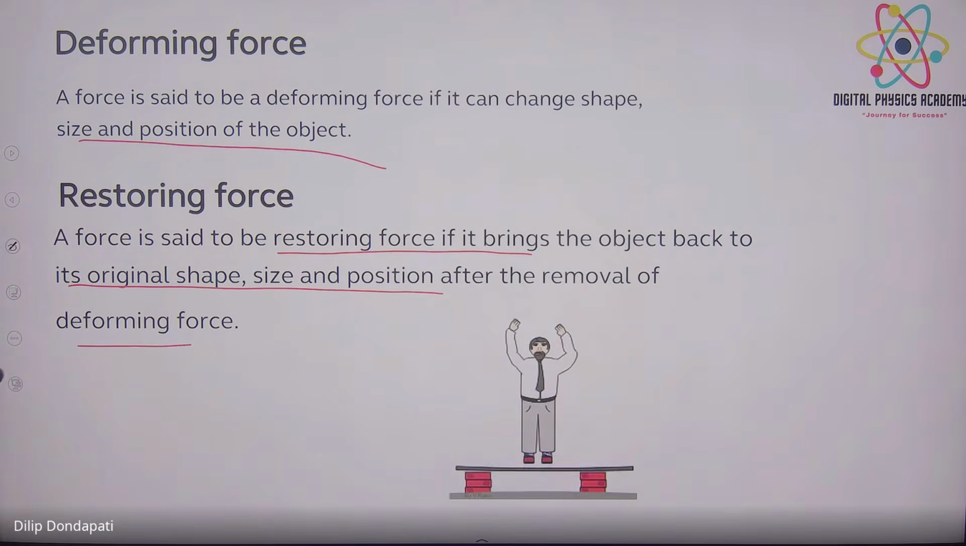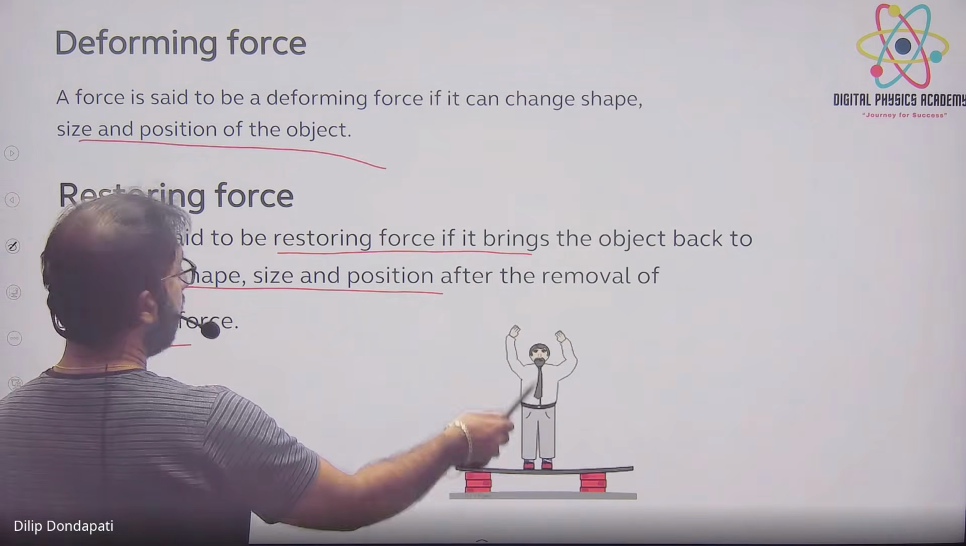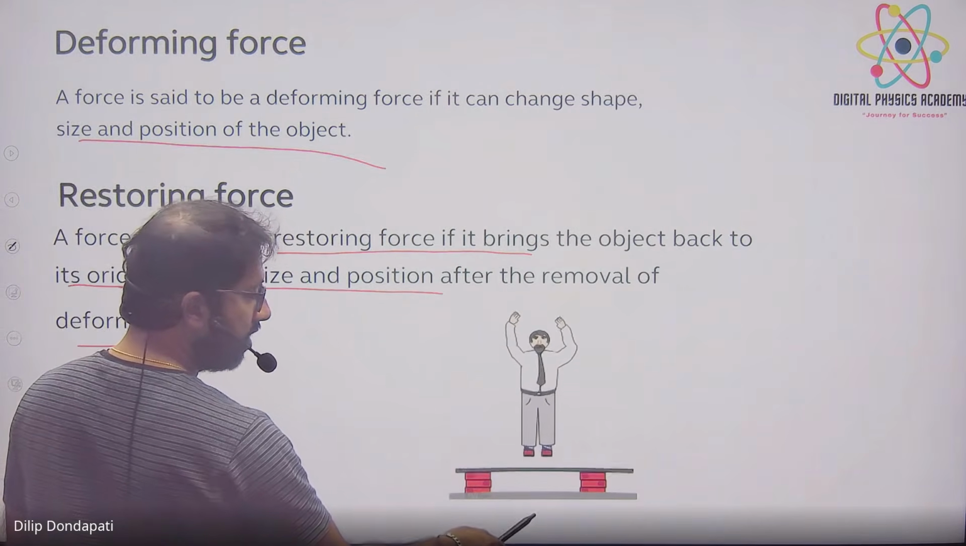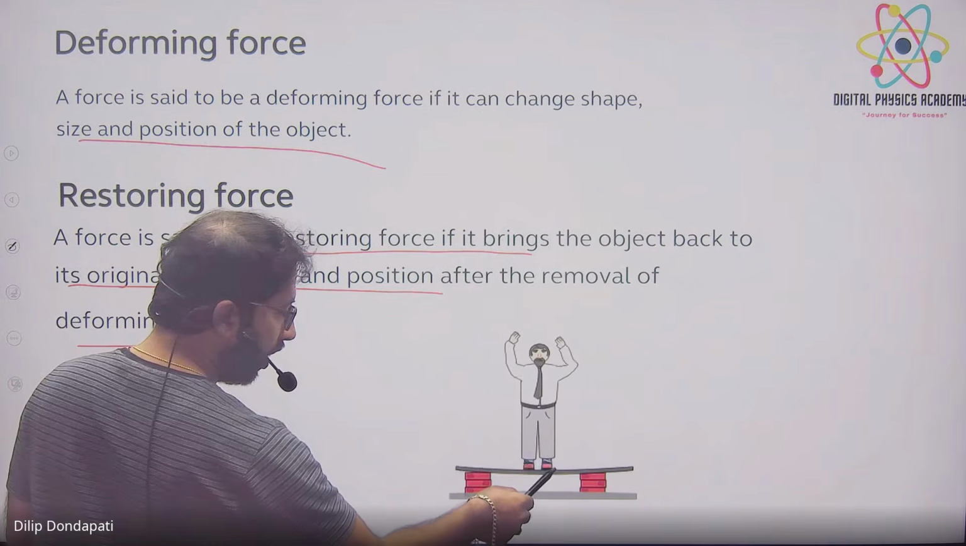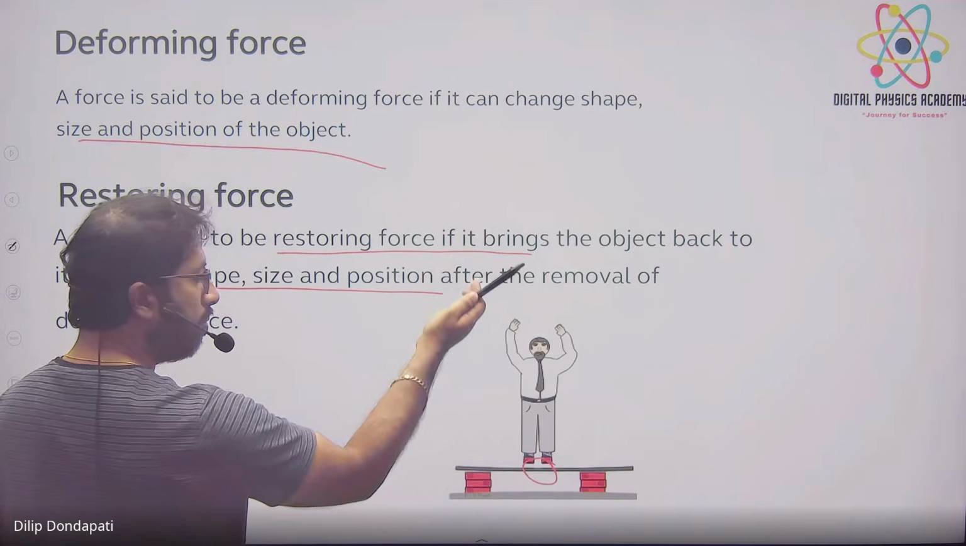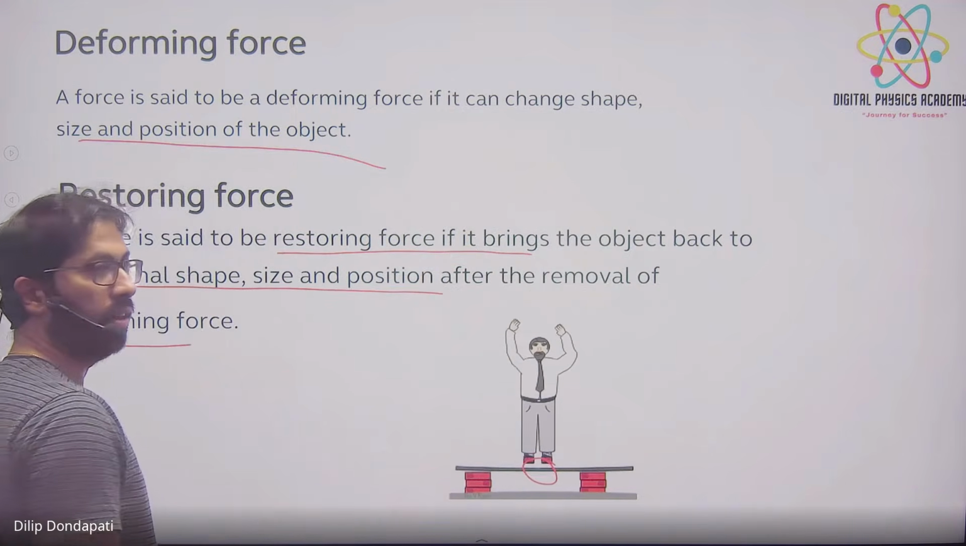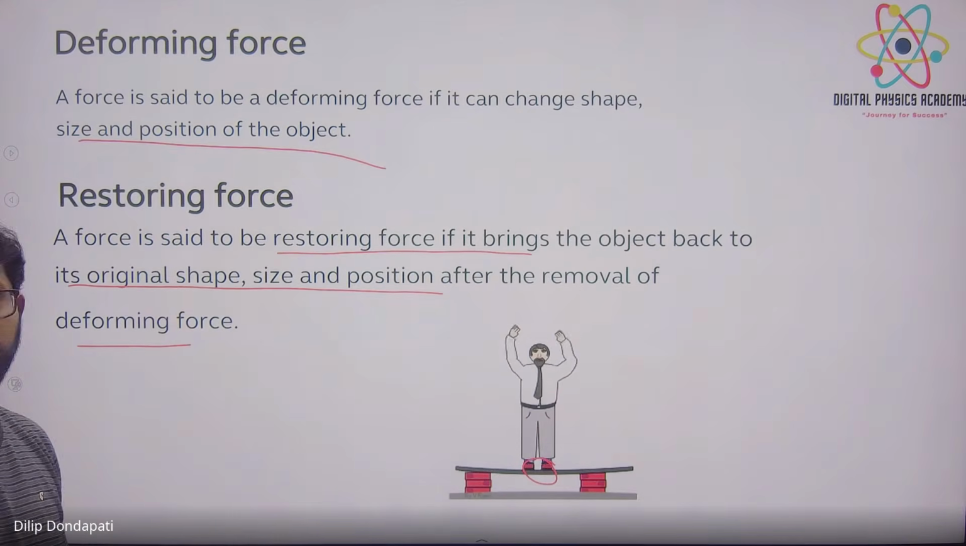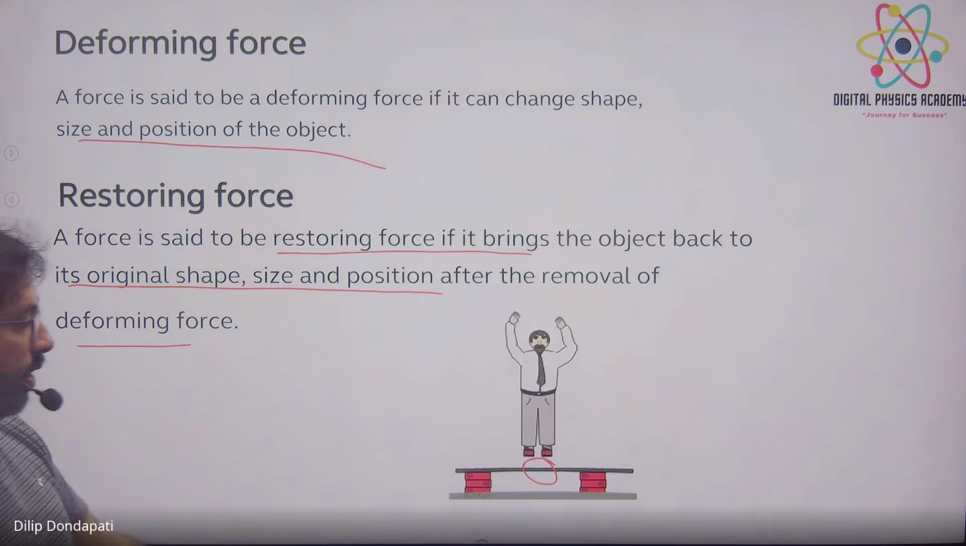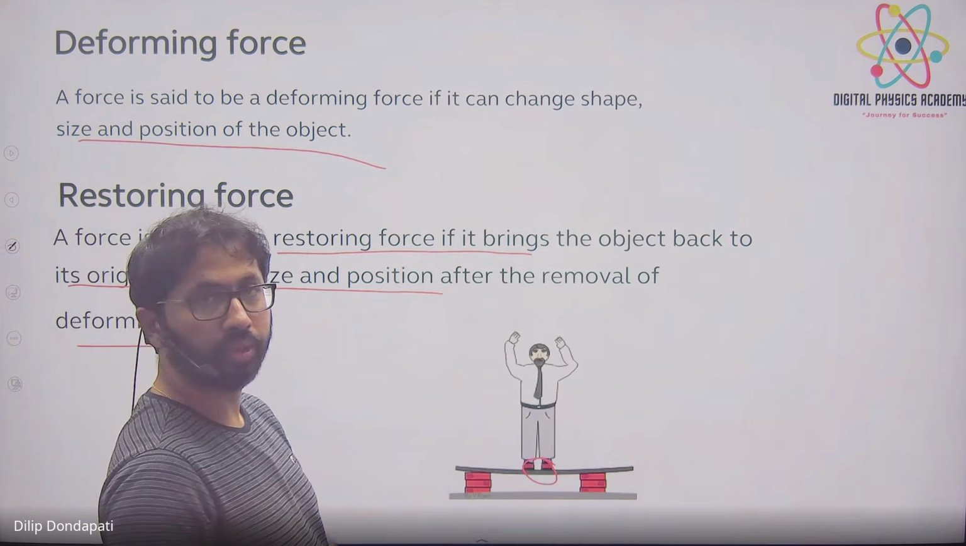Look, he is applying the deforming force first, initially when he's jumping, meaning the shape and size are changing. And when he's coming back, he is returning to the original position. That is called restoring force. Because of the restoring force, he is coming back to the original position.